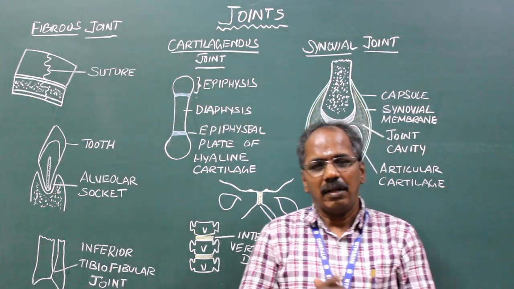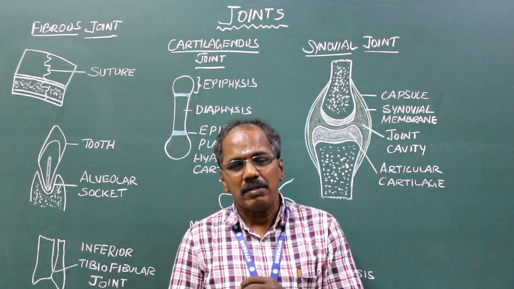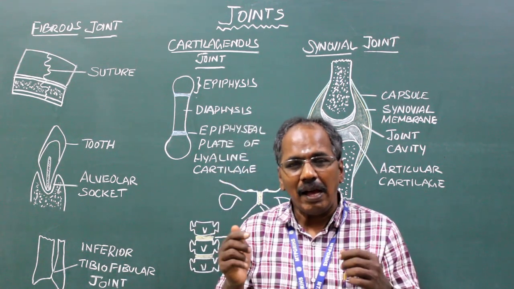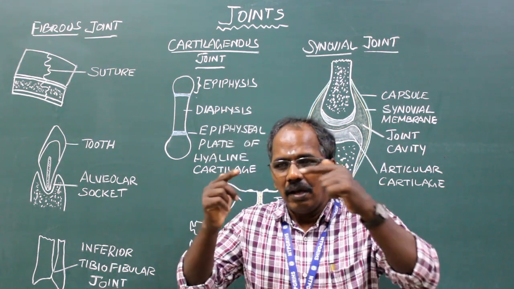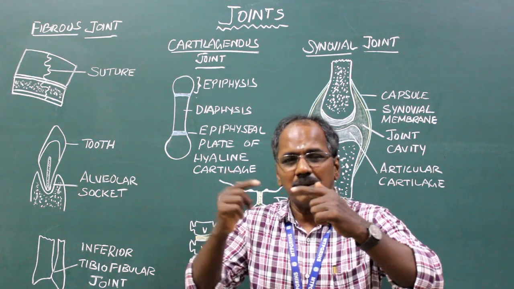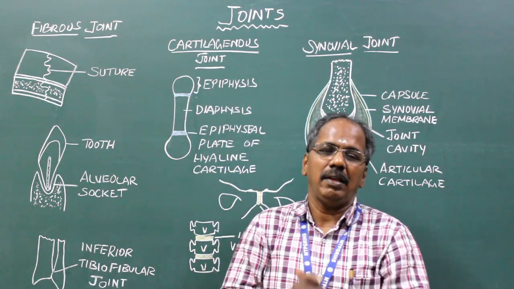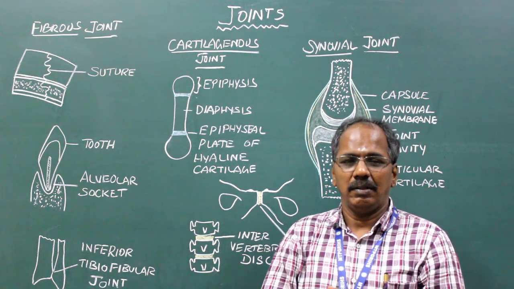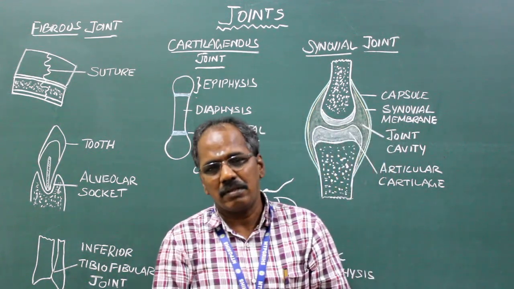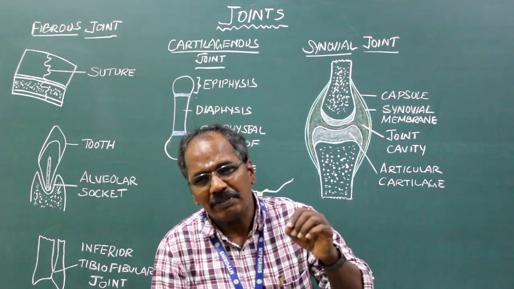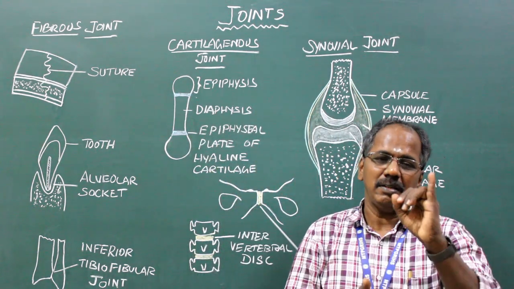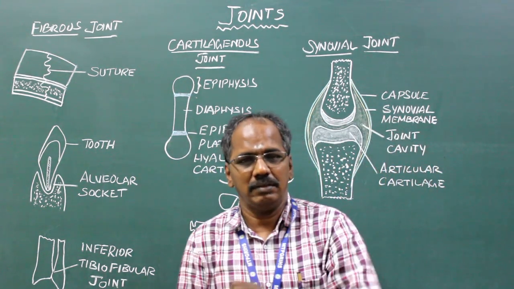Joints. Definition. Joints are the area where one bone articulates with another bone, or more than one bone articulating. Classification of joints. Joints may be classified according to function and according to structure.